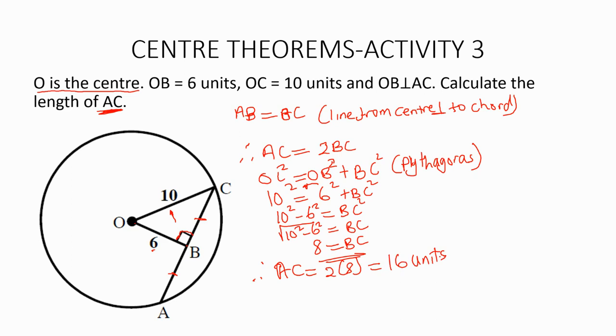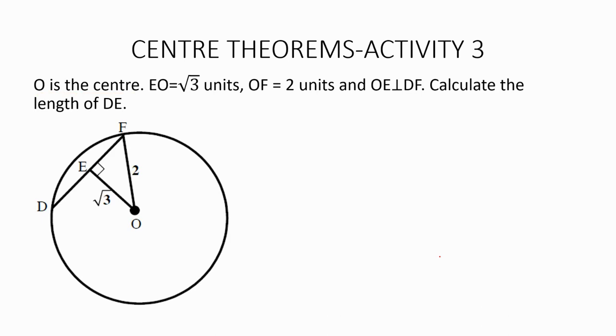Did you get it right? Let's hope so. Now let's move on to the next question. O is the center. EO is root 3, given. OF is 2, given, in units, and OE is perpendicular to DF. Calculate the length of DE. It's almost the same as the one we just did. Can you try to do it on your own? Let's try.